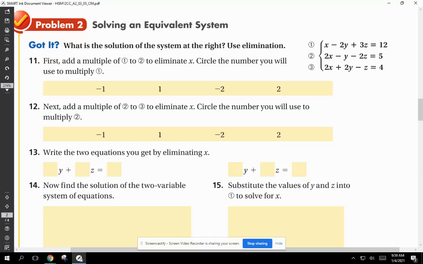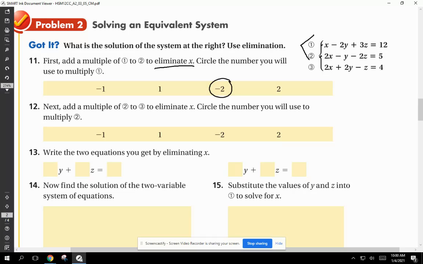So first, add or multiply 1 and 2 to eliminate x. Circle the number you will use to multiply number 1 by. Okay, so they want you to eliminate x for 1 and 2. Here's 1 and 2, right here. So they want you to multiply x by a number in order to get rid of that. So in order to get rid of the x here and the x here, they have to be the same number. So what should you multiply by? Well, the answer is -2. Because you want to add them together, it says. And if you multiply this by -2 here, it becomes a -2. A -2 plus a +2 here eliminates the x. And that's the purpose of this whole problem.